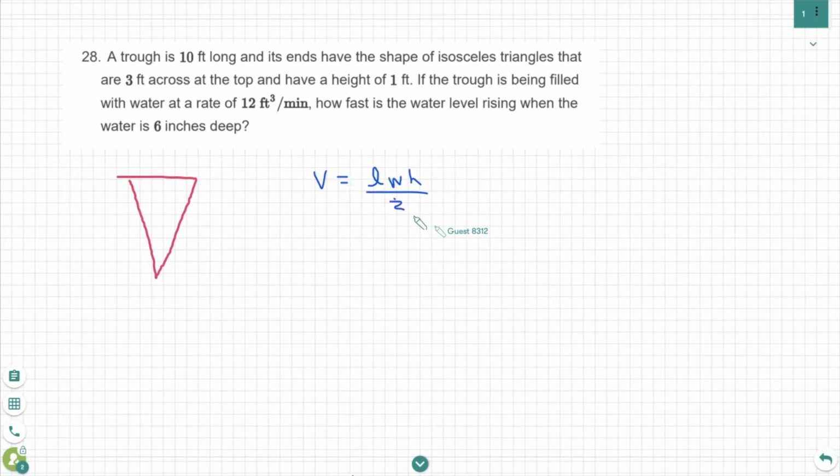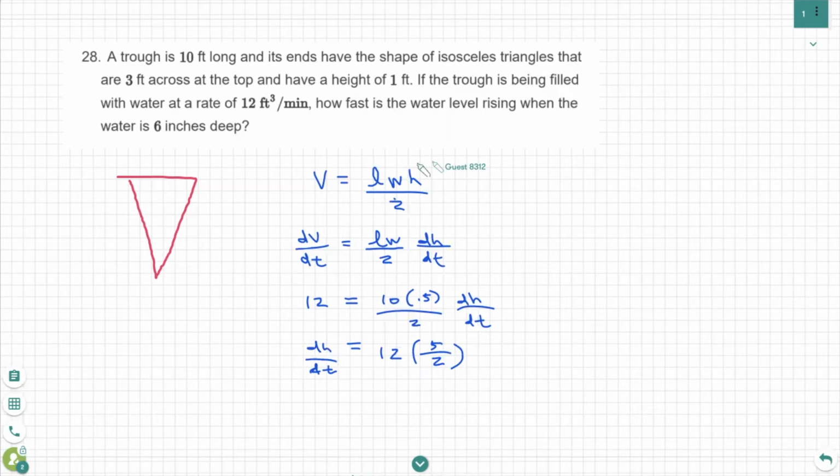And so the derivative, dV over dt, is equal to dH over dt times the length times the width over 2, because h is the only thing that can change here. Length and width are just coefficients. We have to examine each of the variables when we're setting up the equation.